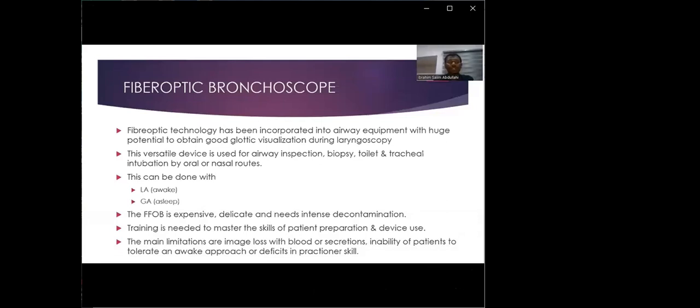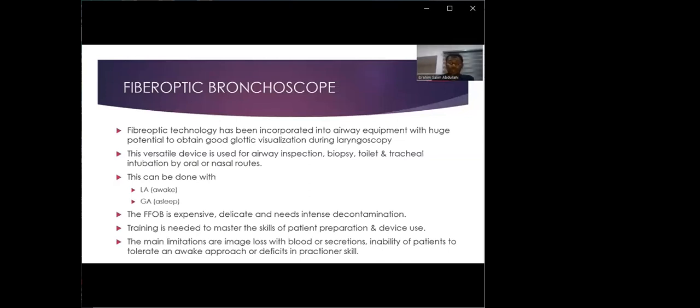This versatile device is used for airway inspection, biopsy, toileting, and tracheal intubation by oral or nasal routes. This can be done awake using local anesthetic to anesthetize the upper airway, or asleep, that is a patient under general anesthesia. So the flexible fiber optic bronchoscope, however, is expensive, it's delicate, and it needs intense decontamination because that's for the reusable. However, now there are disposable scopes. Training is needed to master the skills of patient preparation and device use.